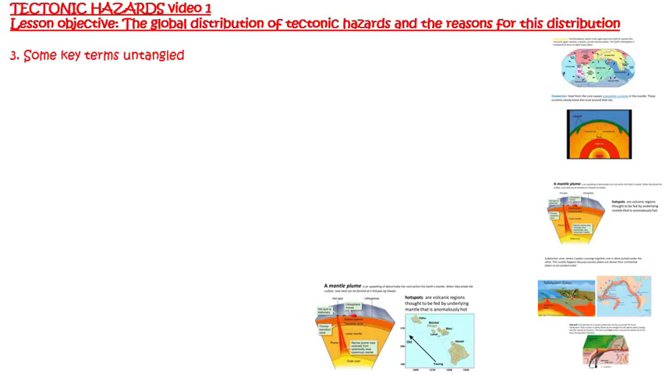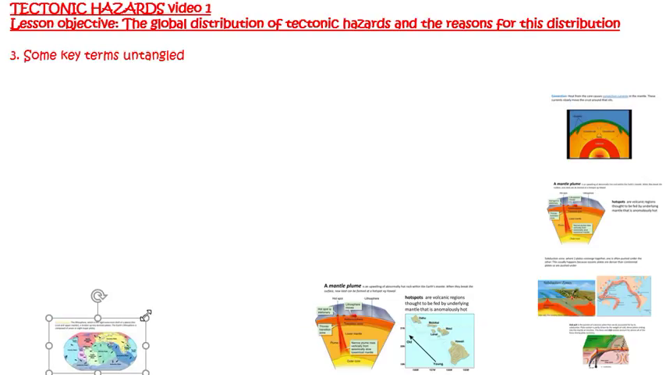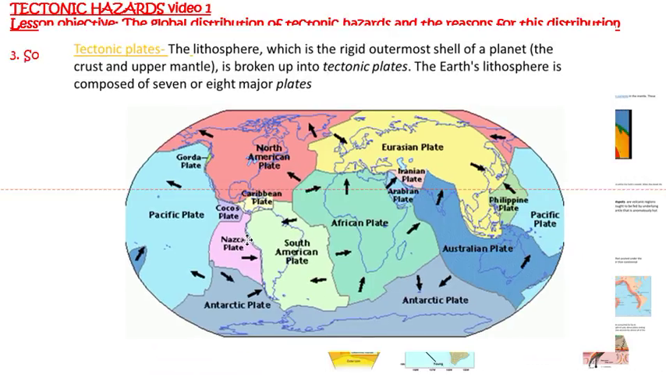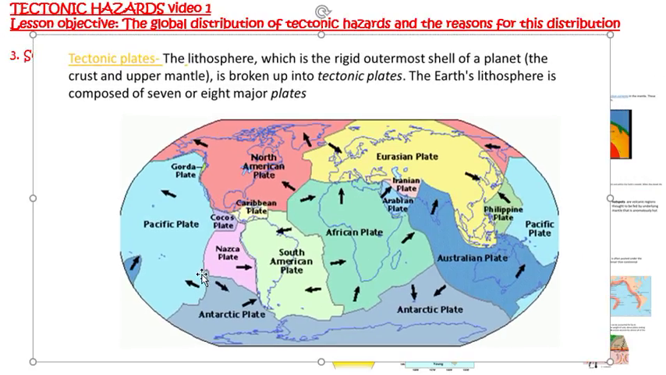Right. Some key terms then. On page 4, there's a list of keywords, and we can now add some meaning to these keywords. So, we'll start with the most obvious one, which I probably should have kicked off with, but I like to mix it up a little bit. So, what is a tectonic plate? Well, it's part of the lithosphere, really.